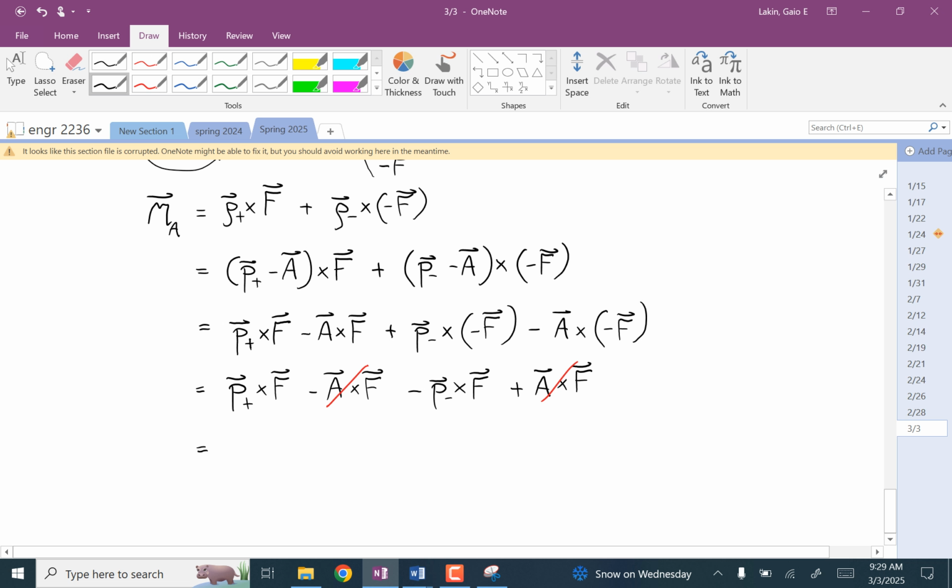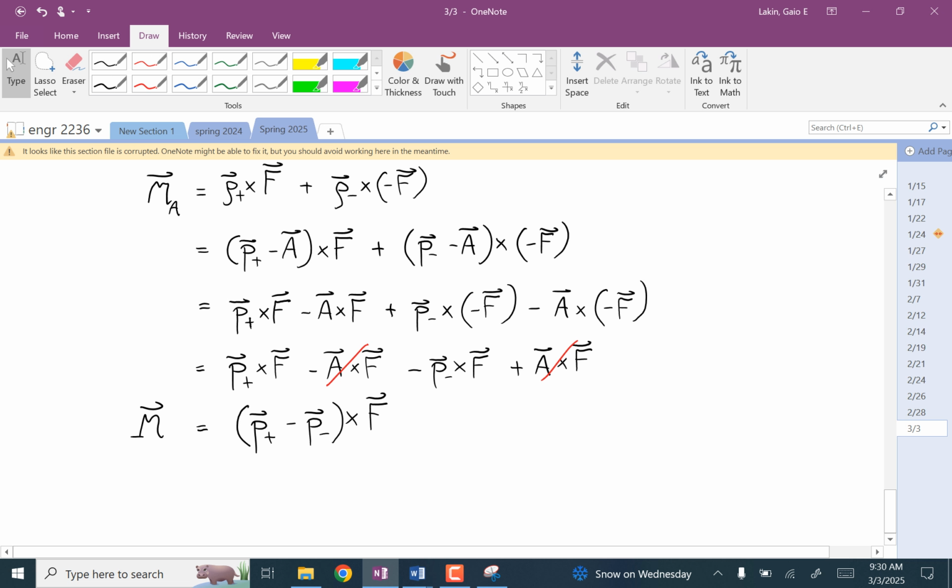And we can rewrite this as, in its simplest form, P plus minus P minus, all crossed with F. And now I'm going to write this as the moment of the couple. I'm going to leave the A off because the key thing is that it doesn't depend on A. All the A's in that calculation disappeared.